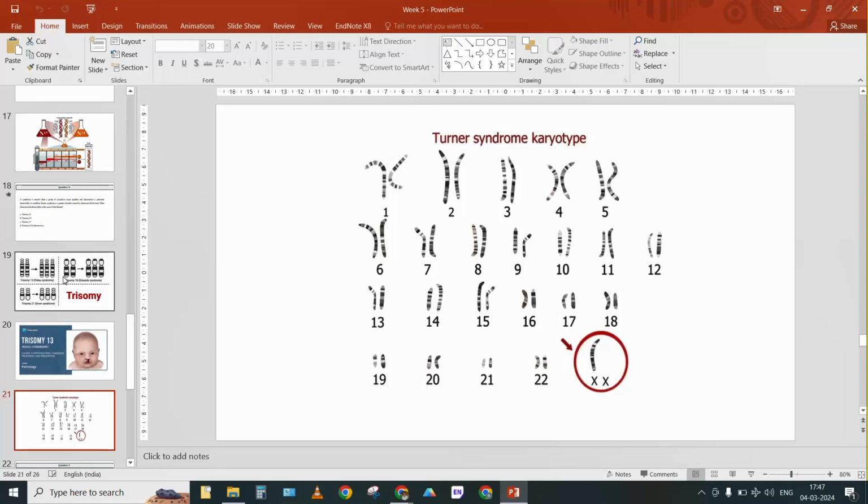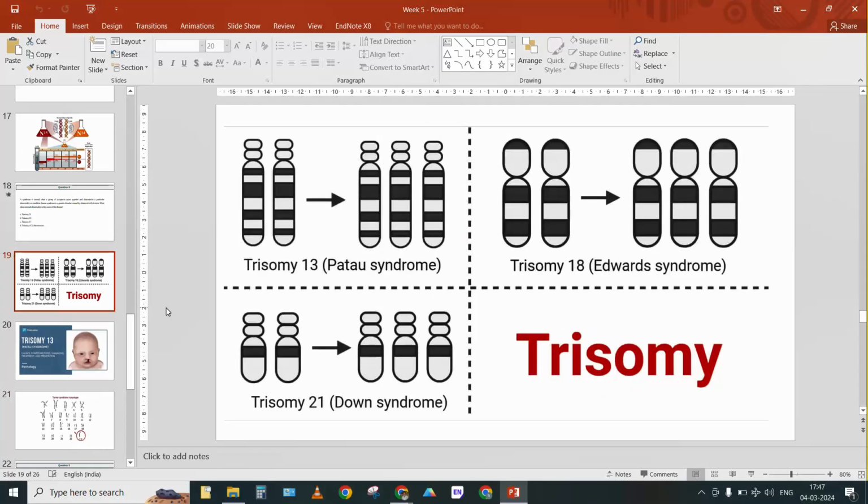Now I'll explain what trisomy is. A normal human usually has 23 pairs of chromosomes, with two sex chromosomes which determine sex, and 44 autosomal chromosomes which are responsible for growth and functions. Trisomy is a genetic condition caused by an alteration in the number of chromosomes, where the affected person has three copies of one of the chromosomes instead of two. So the affected person possesses 47 chromosomes instead of 46.